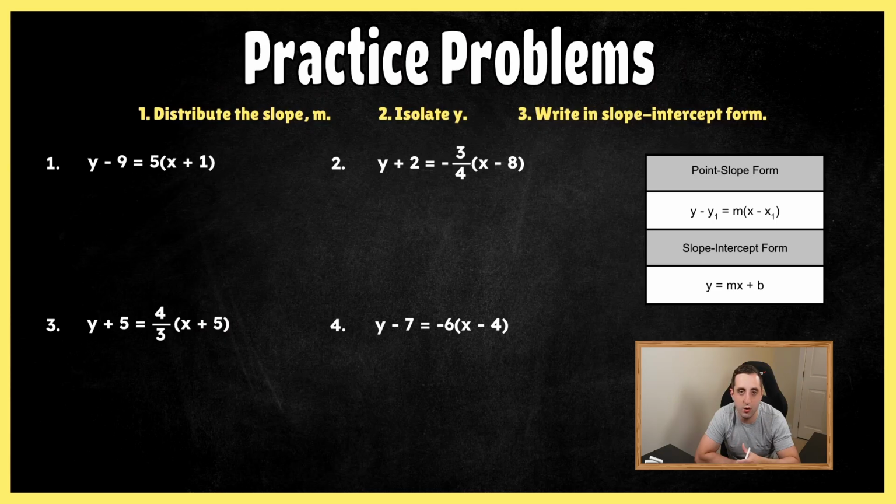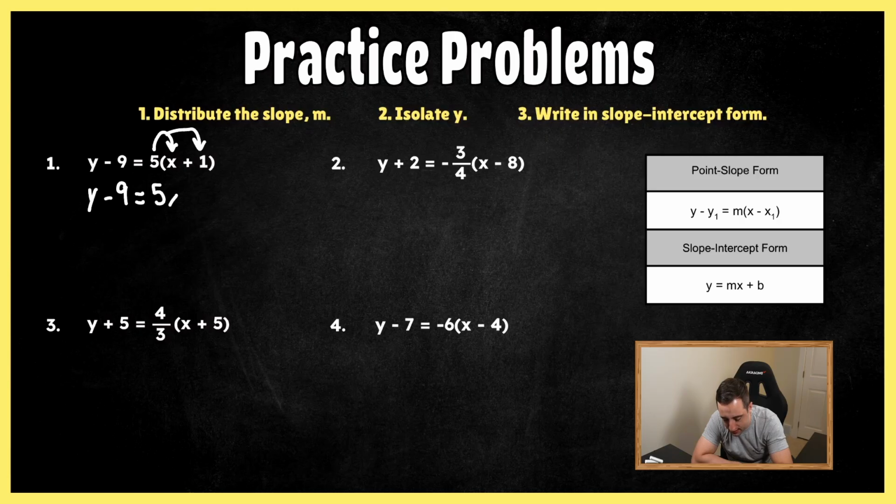So I'm assuming at this point you've tried out all 4 of these and you're ready to go over the answers. So let's go ahead and jump into number 1. Very first thing that we're doing is we're distributing the slope. So let's distribute 5 to both terms. Y minus 9 is going to be brought down. Equals 5 times x is just 5x. 5 times a positive 1 is plus 5.